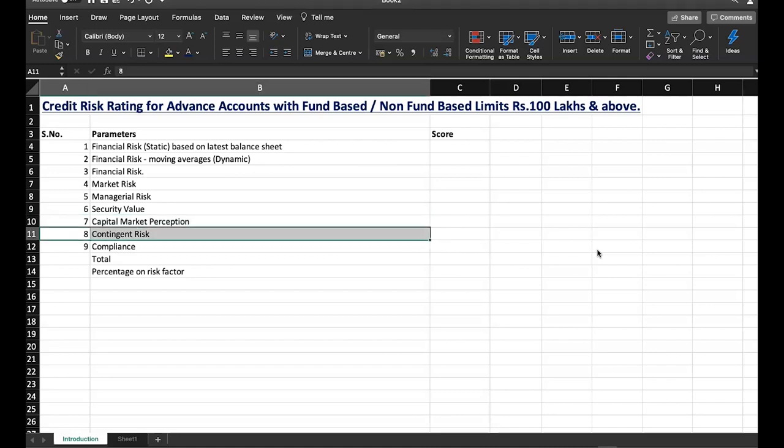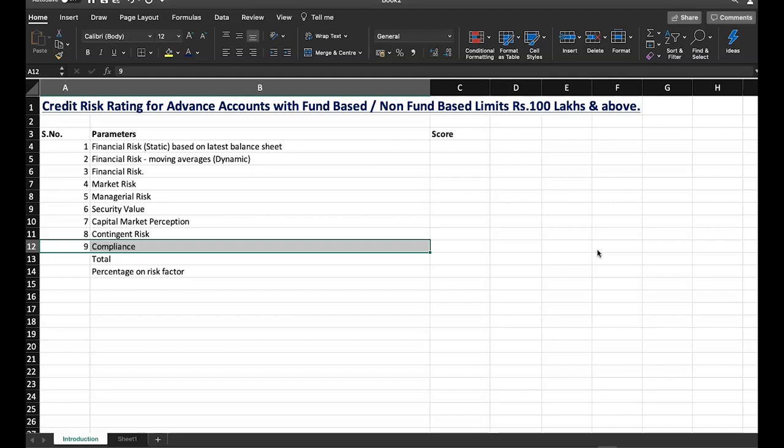Then comes the critical area, that is the contingent risk. Here they take into consideration the qualified opinion given by the auditors, then the possibilities of contingent liabilities crystallizing into actual liability. Then they also take into consideration the reliability of the statements which they submit to the bank, the QAS. And finally, the compliance aspect. Here they see whether the customer is complying with the terms and conditions, whether they are regular in submitting the stock statement, whether they are regular in submitting the audited financials, and whether there are any overdues.